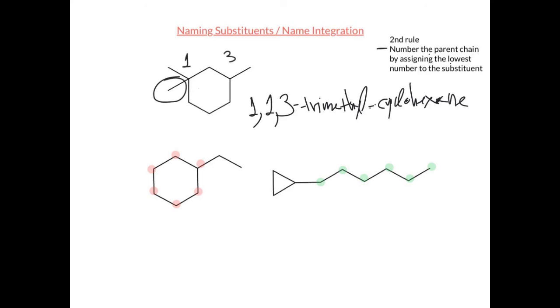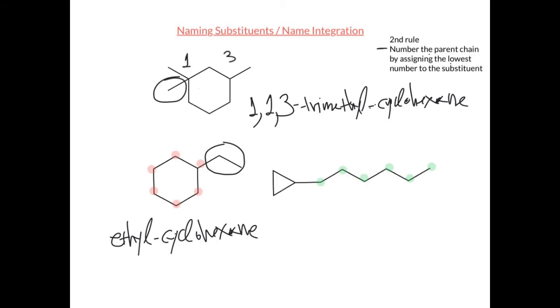Let's now name the compounds at the bottom. On the bottom left we see that we have 6 carbons in the ring, while the substituent has 2 carbons. So the name in that case is going to be ethylcyclohexane.